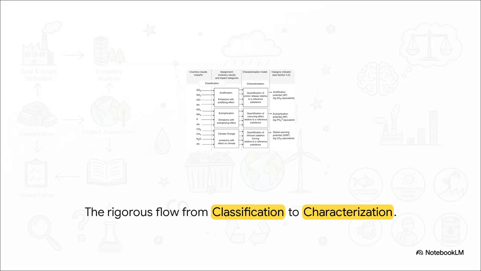And this visual brilliantly illustrates the core engine of that ISO process. Over on the far left, you've got isolated inventory results, things like sulfur dioxide, nitrogen oxides, methane. In the classification stage, they're actively sorted based on the actual effect they have. So methane and nitrous oxide get assigned to climate change. Then we move to the characterization phase. Here, specialized models apply a mathematical factor to convert these completely different gases into a shared unit, like global warming potential or kilograms of CO2 equivalents. It's a real game changer because it scientifically lets us combine completely different chemical emissions into one coherent indicator.